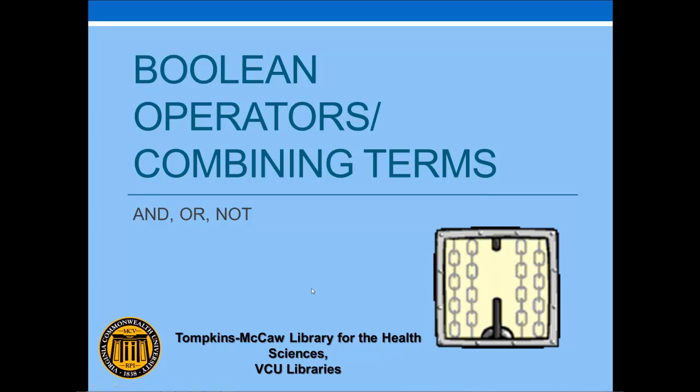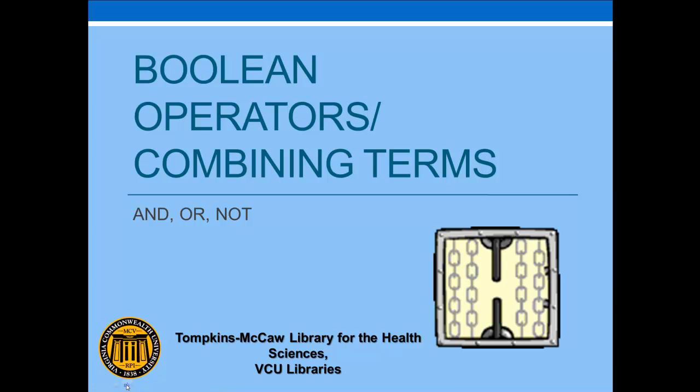In this video, we're going to discuss Boolean operators. A Boolean operator is a fancy term for the way in which you combine terms together to build relationships. There are only three Boolean operators: and, or, and not. For the purpose of this video, we're only going to concentrate on two, and that is and or.